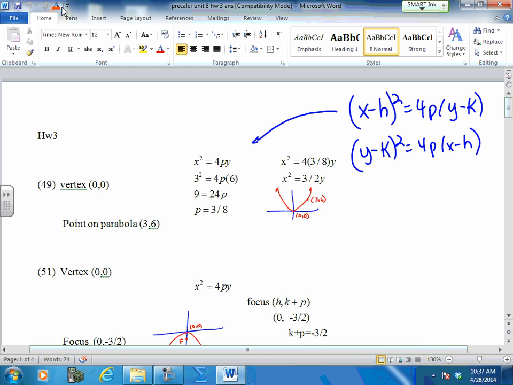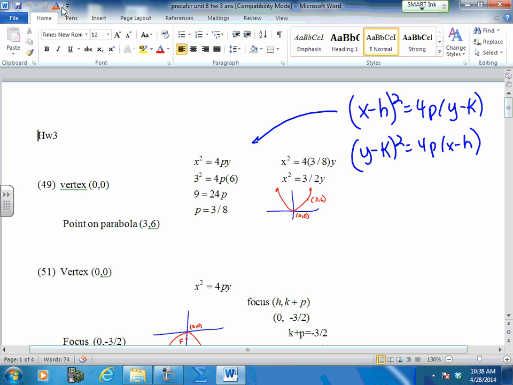Okay, so we got to this one because the x and the y intercepts are 0, 0. So that started us here. Now notice you need to know p to complete this. P is the distance from your vertex to your focus point or your directrix, either way. Now remember, if it's opening up, it's positive.